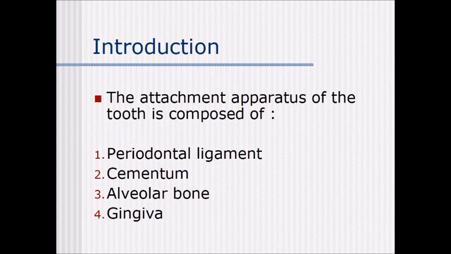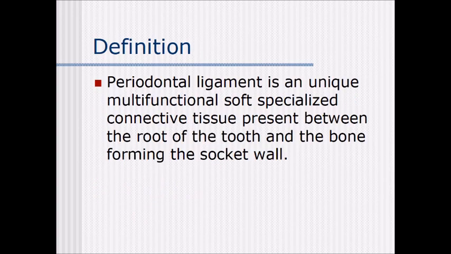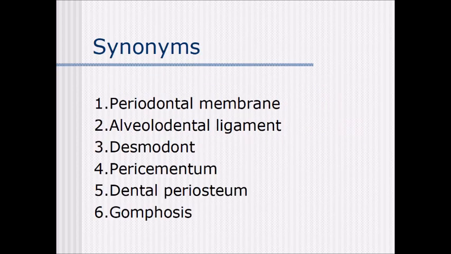Introduction. The attachment apparatus of the tooth is composed of periodontal ligament, cementum, alveolar bone and gingiva. Definition of periodontal ligament. Periodontal ligament is a unique, multifunctional, soft, specialized connective tissue present between the root of the tooth and the bone, forming the socket wall. We can write synonyms of the periodontal ligament: periodontal membrane, alveodental ligament, desmodont, pericementum, dental periosteum and gomphosis.